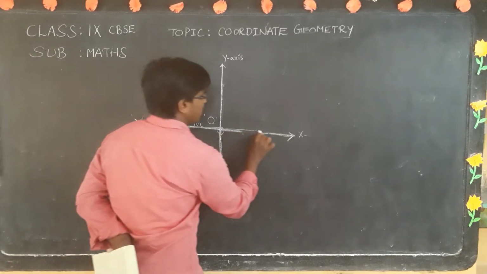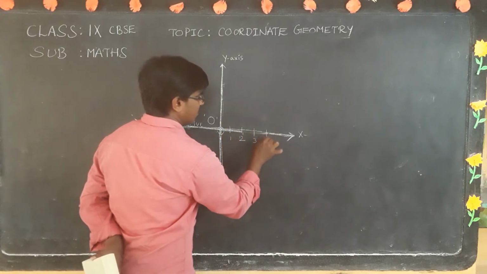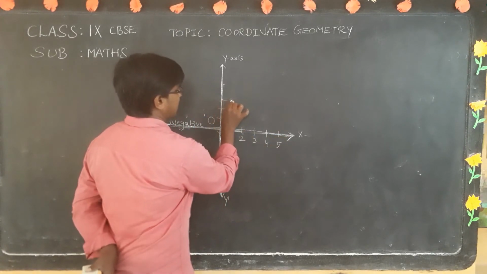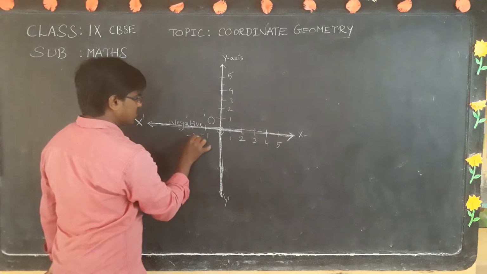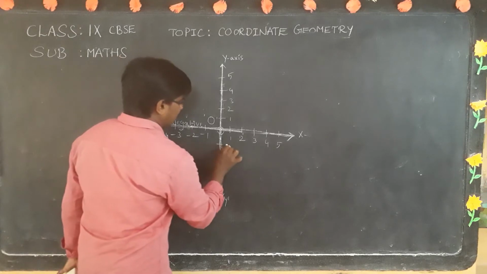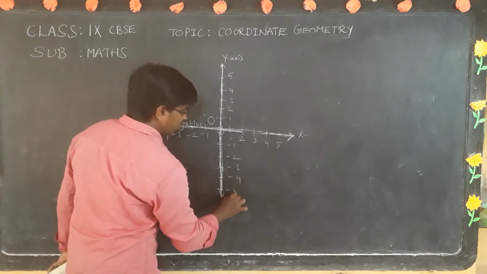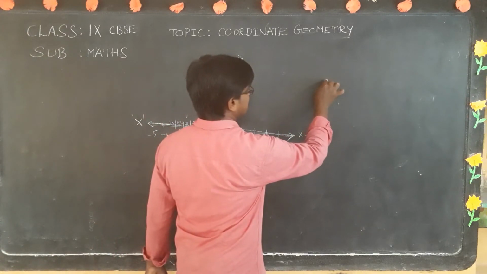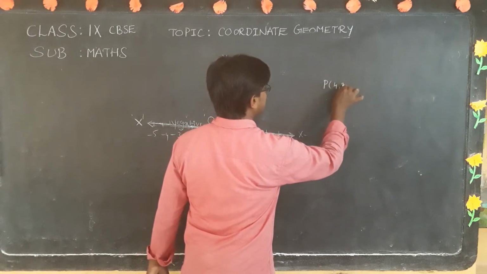So now see, if you take a point, let this be 1, 2, 3, 4, 5, and 1, 2, 3, 4 and 5. Minus 1, minus 2, minus 3, minus 4, minus 5. Then here minus 1, minus 2, minus 3, minus 4, minus 5. So if a point is given to you, let that point be P. It is nothing but 4 comma 3.